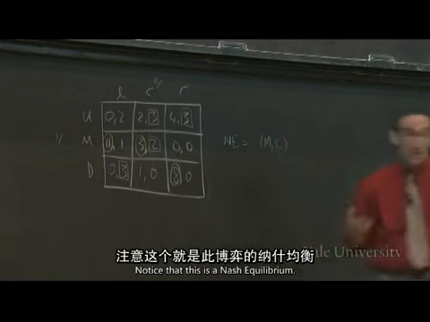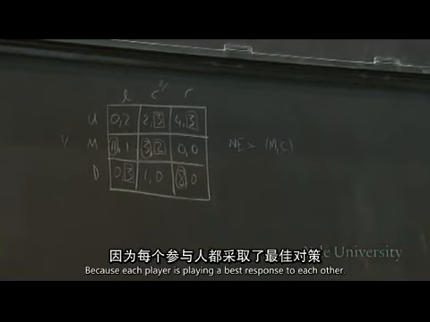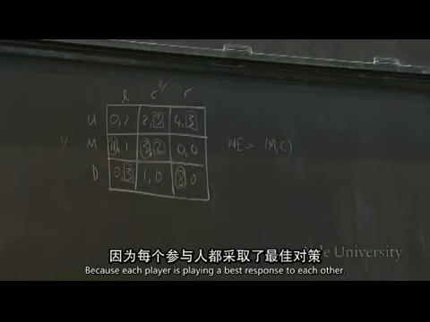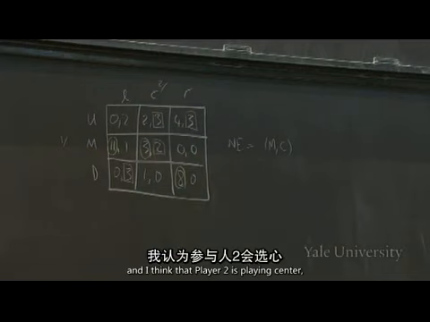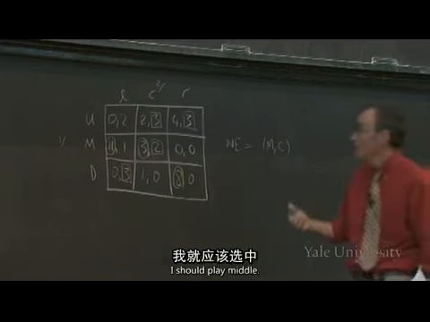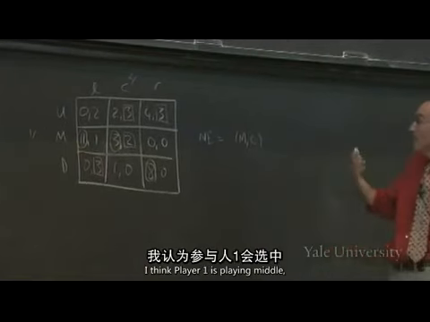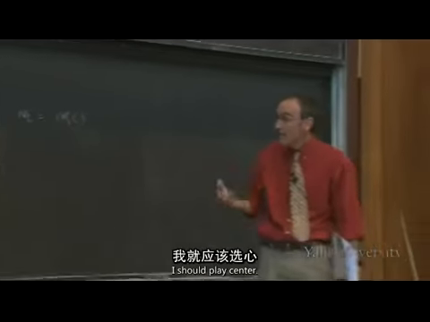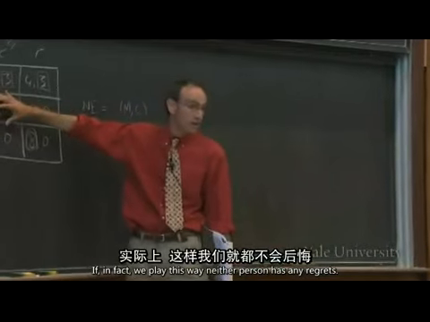All right? And notice this is the Nash equilibrium. Why is it a Nash equilibrium? Because each player is playing a best response to each other. Right? If I'm player 1 and I think that player 2 is playing center, I should play middle. If I'm player 2, I think player 1 is playing middle, I should play center. If, in fact, we play this way, neither person has any regrets.